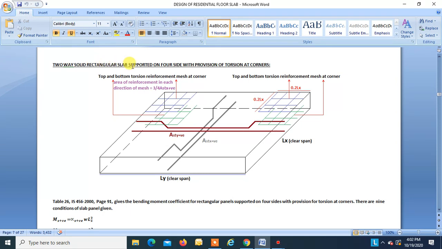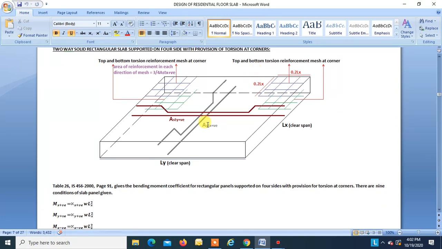Two-way solid rectangular slab supported on four sides with provision of torsion at corners. When a two-way slab has torsion reinforcement at the corners, that is, the corners are held, the connection between the support and the slab is monolithic. The corners are not allowed to lift. So there we have to provide torsion reinforcement.